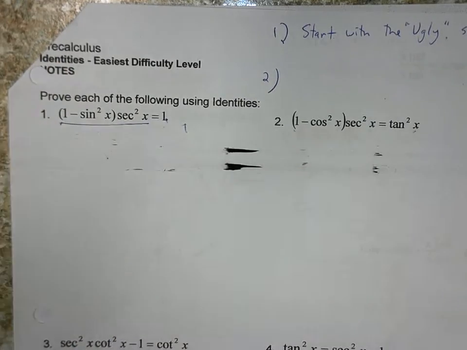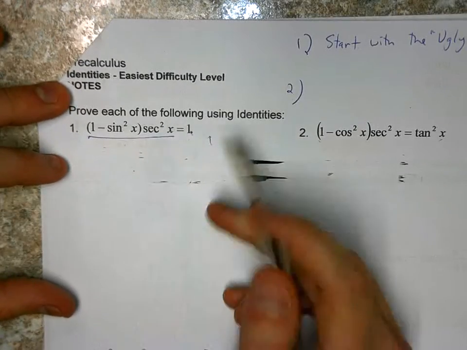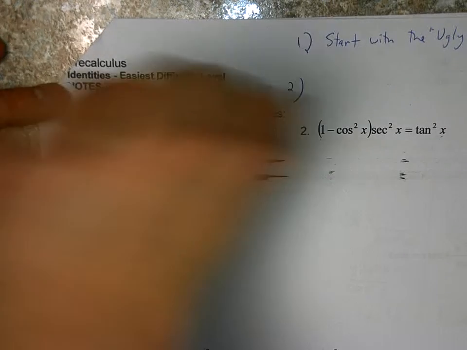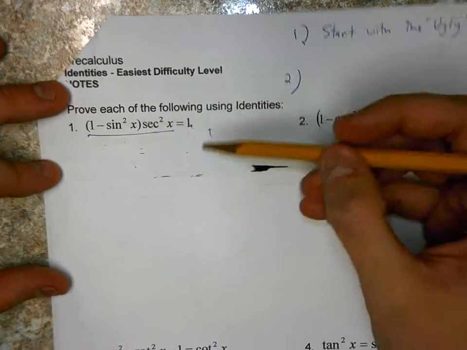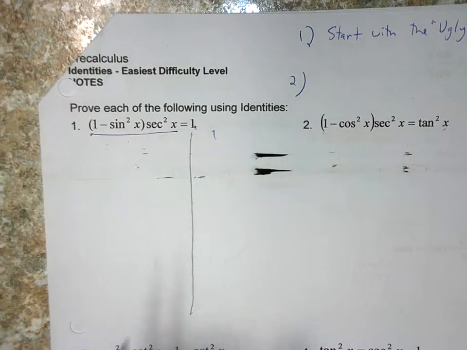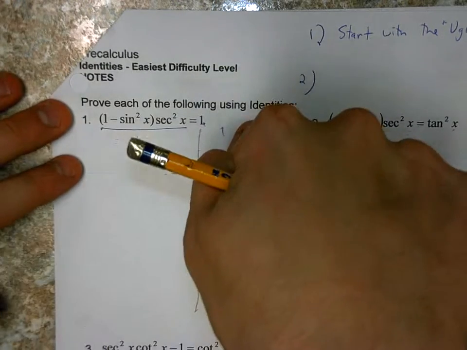Think of the more complicated side, the more complex side. Whichever side has the most going on, that's where you're starting. So I'm looking at number 1, and I clearly know what the ugly side is: the left side. Let me switch to a pencil because today is kind of tricky. I'm going to draw a line down my paper so that I know I can only operate on the left side. I'm not going to touch the right side. I'm going to prove that this equals 1.